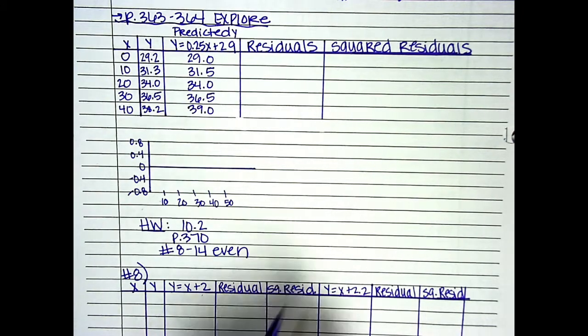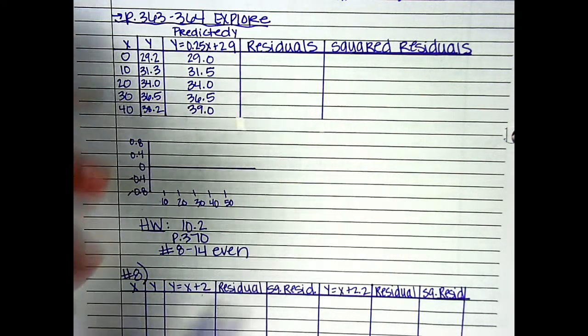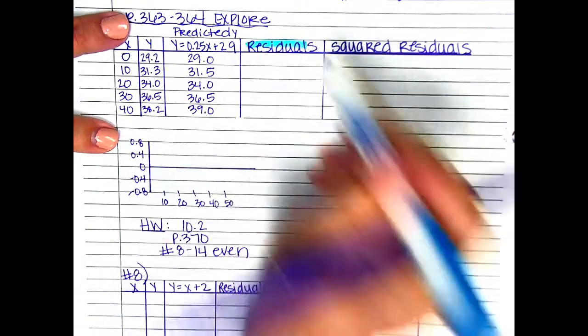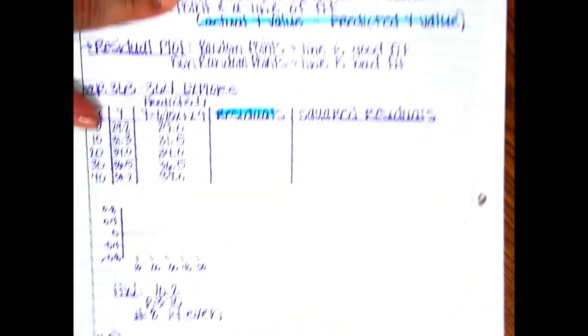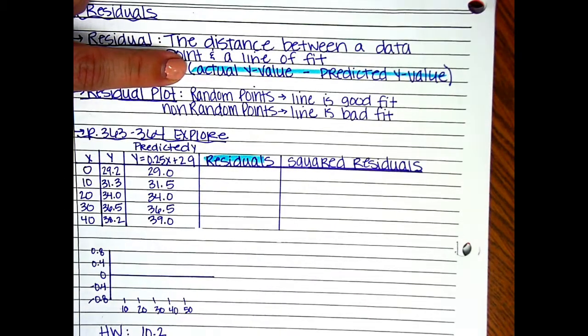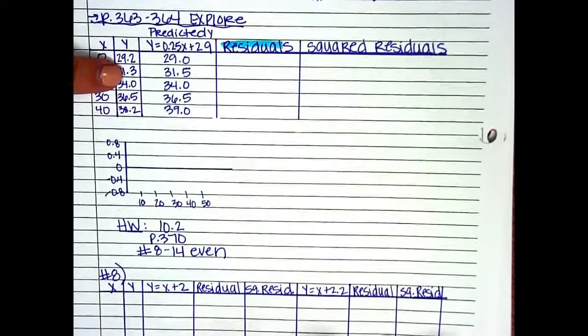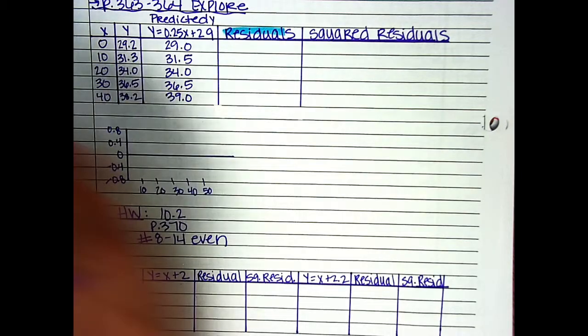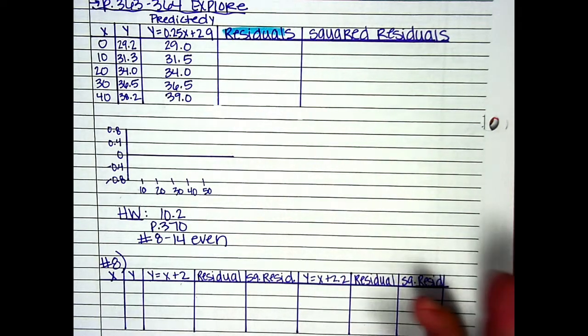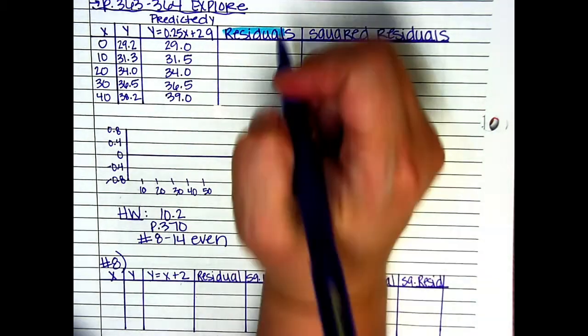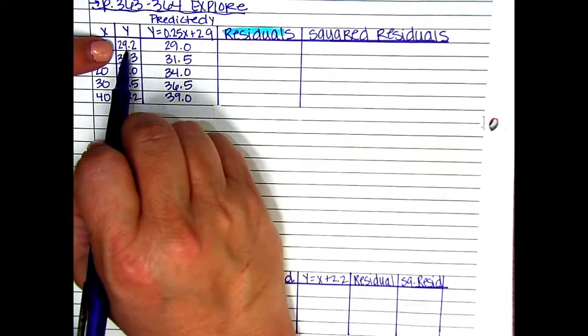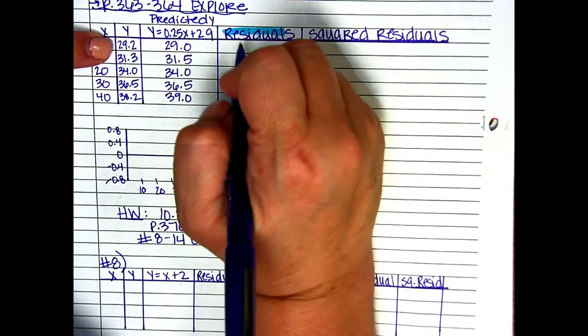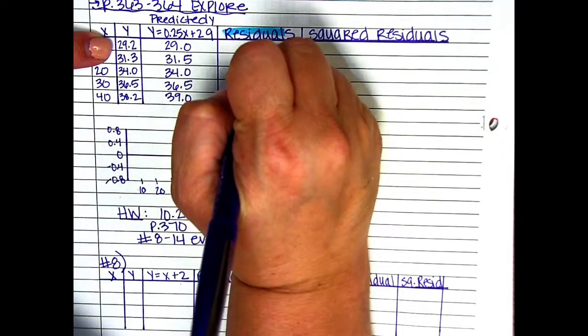To get the residuals, again, in the definitions, I told you it's up here, the actual y value minus the predicted y value. So we're going to go here, and you might want to write it in so you don't forget what you're doing. It's 29.2 minus 29, which gives you 0.2.